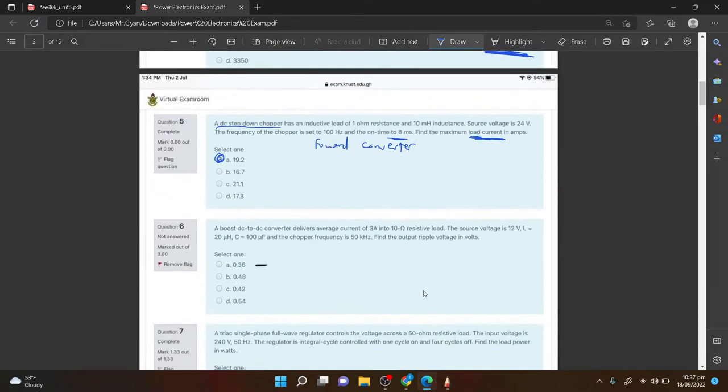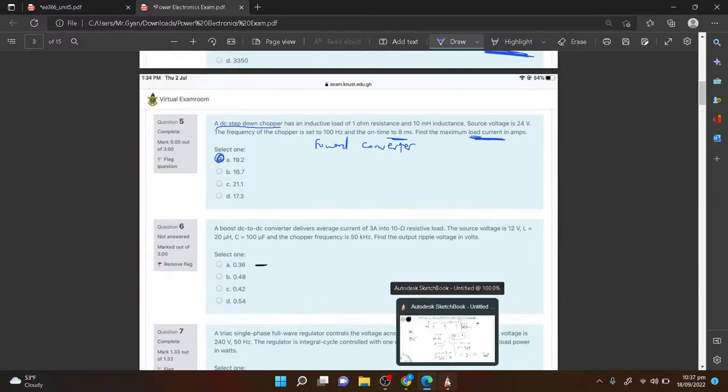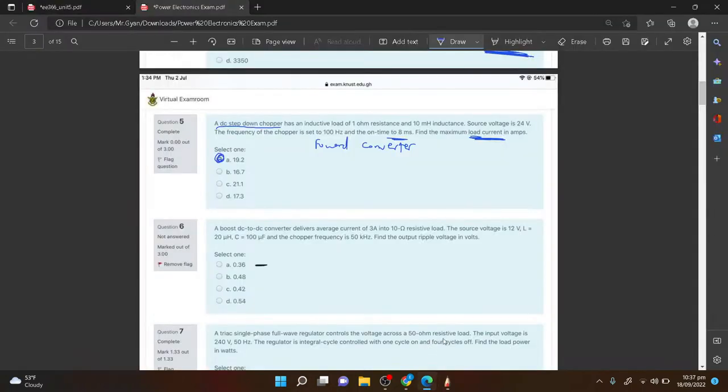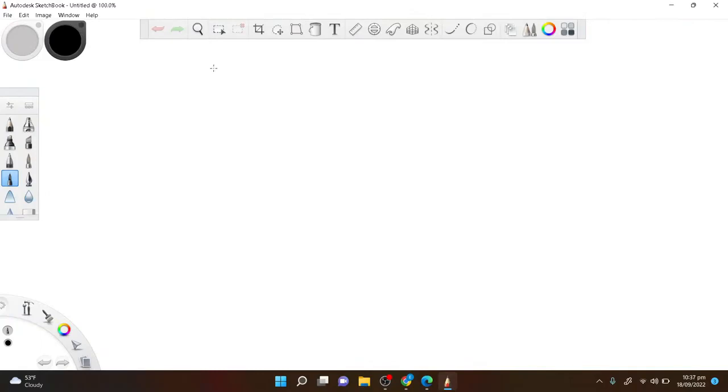A boost DC to DC converter. So this question is a boost DC to DC converter, so you have to take it easy, all right? Let's see how a boost DC looks like. A boost DC is like this. We have the inductor here, we have the switch here, we have the diode here.